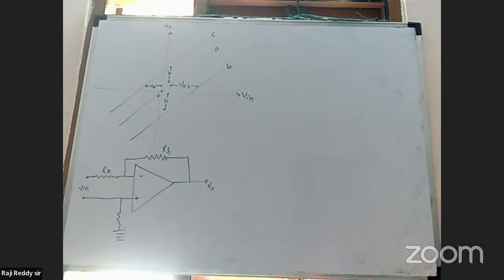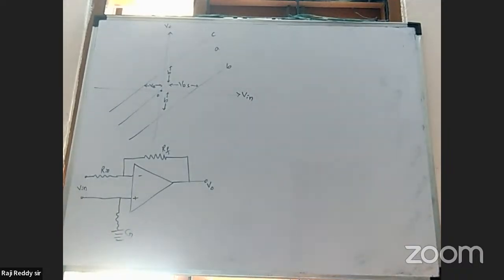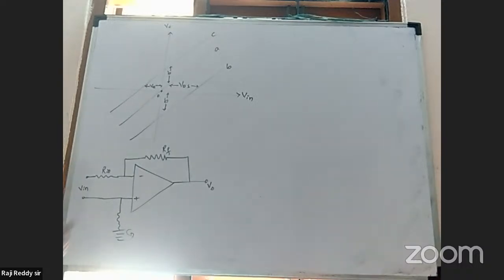The voltage appears at the inverting input. The non-inverting input is when the ground is connected to negative. The inverting input is when positive is connected to ground. This inverting input we call V1, and this non-inverting input we call V2.